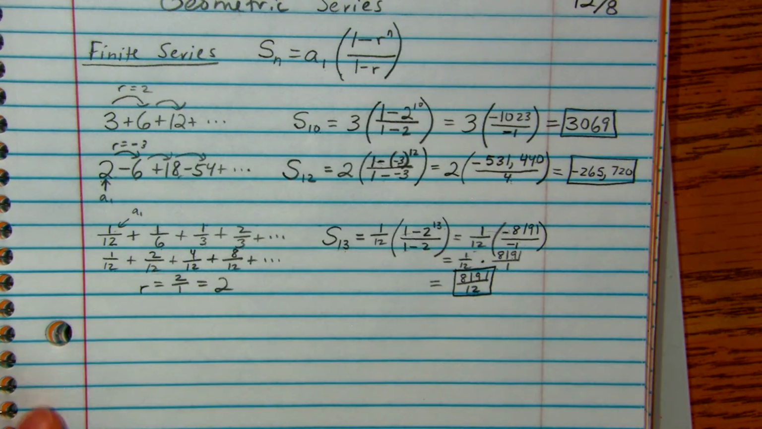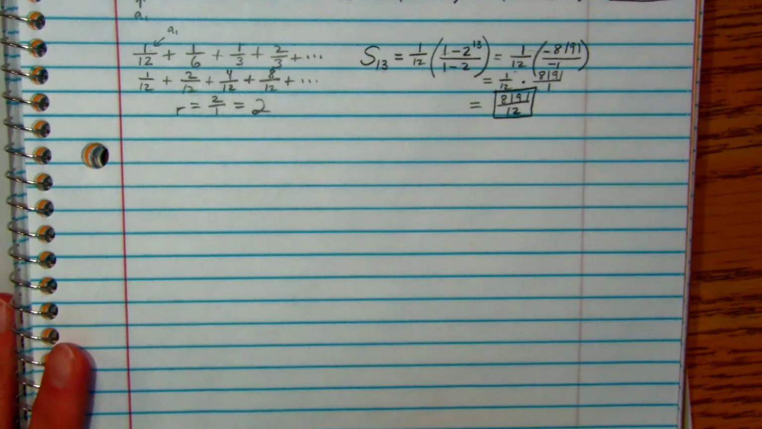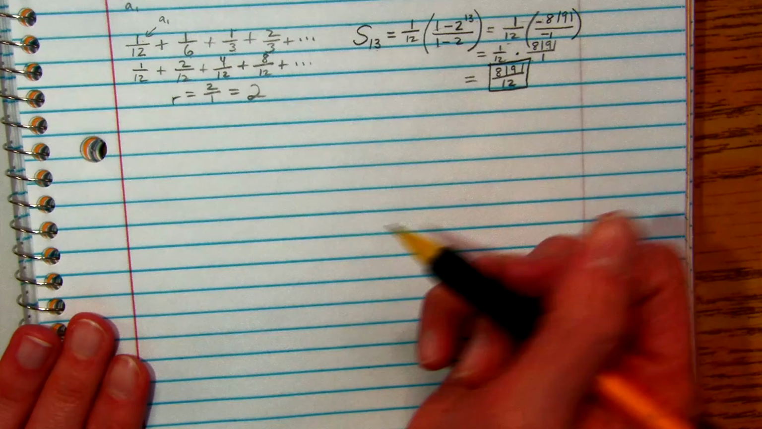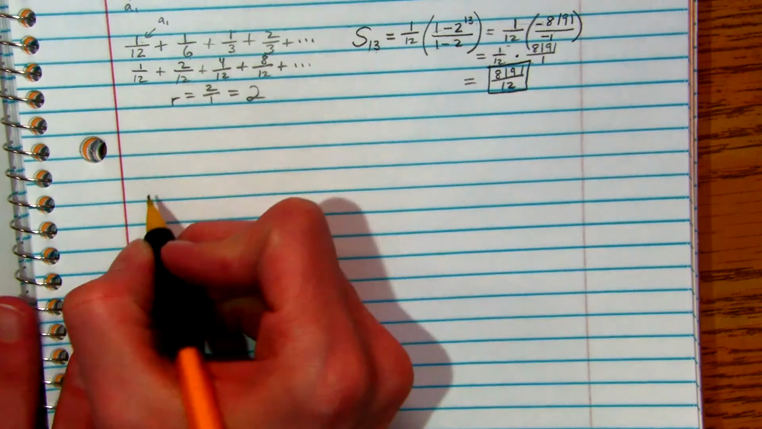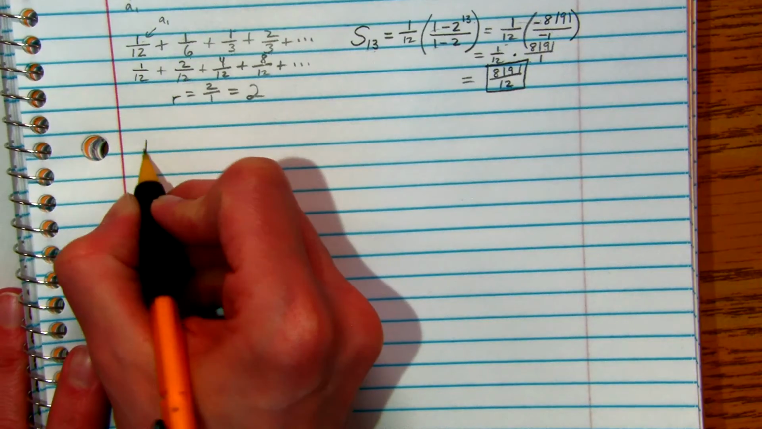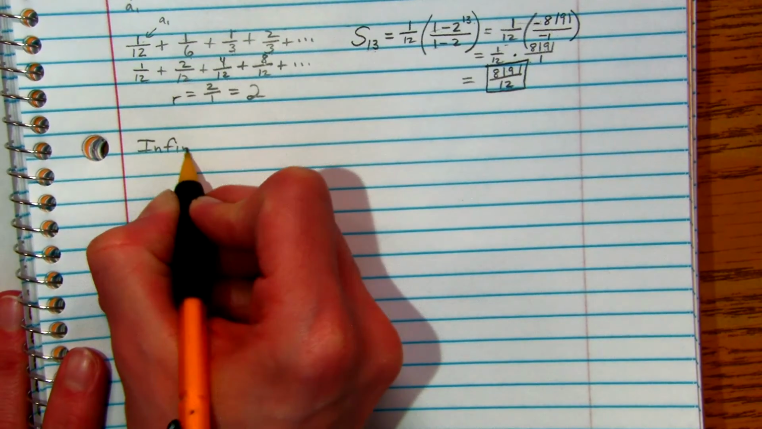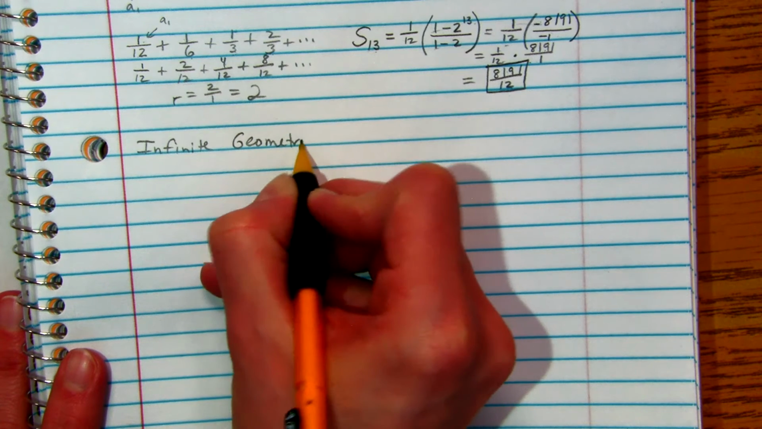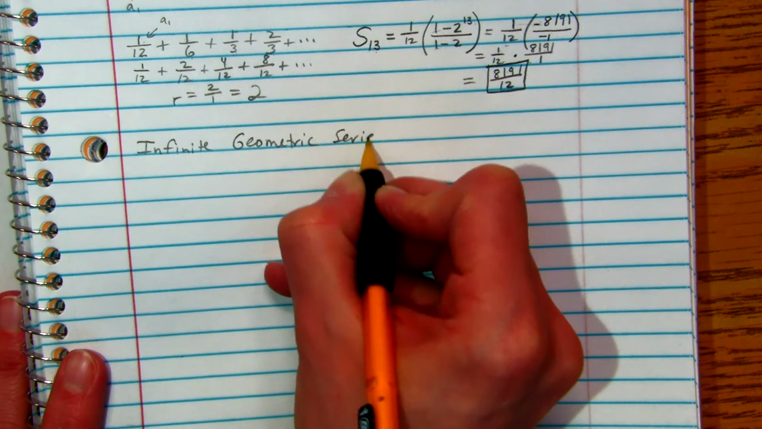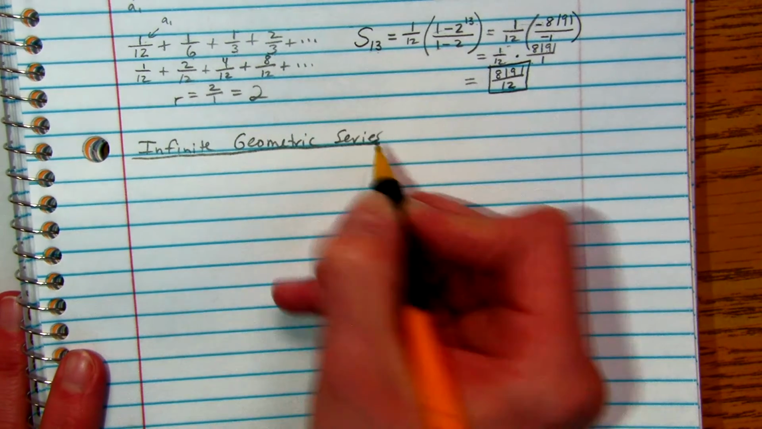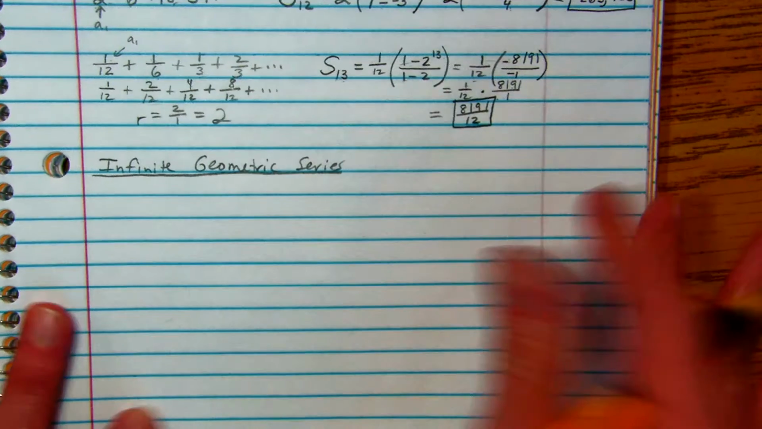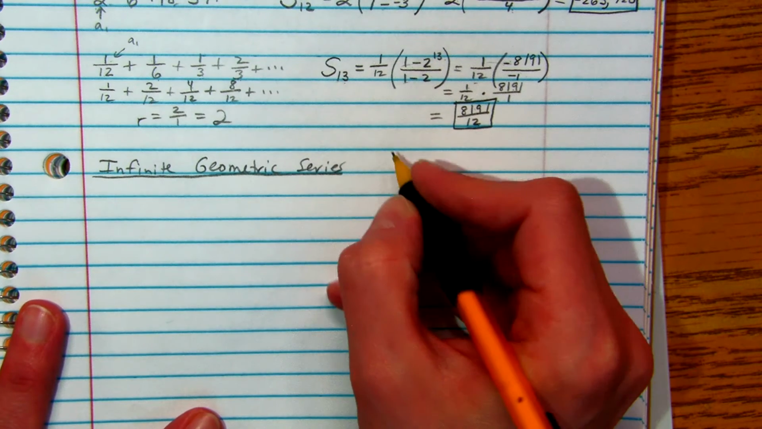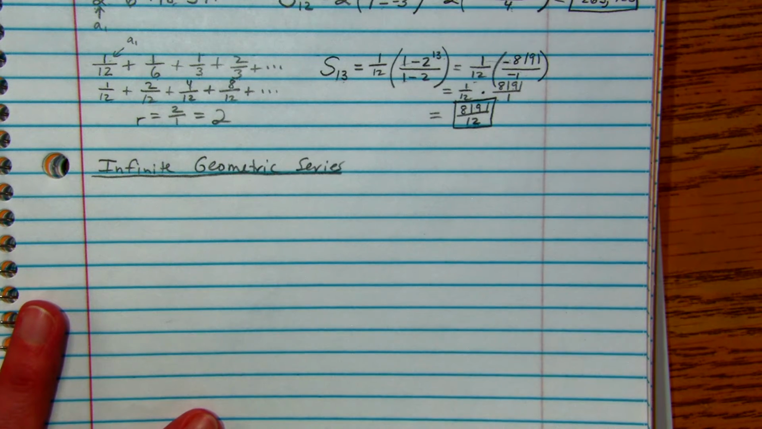Okay, so now for infinite series. Infinite geometric series have answers, which seems a little weird because you're adding forever and ever and ever. So an infinite geometric series has an answer only if your r is a fraction and you keep adding smaller and smaller and smaller numbers.